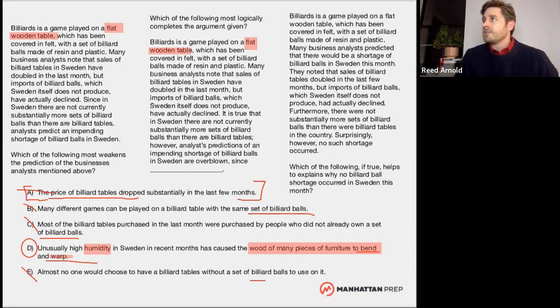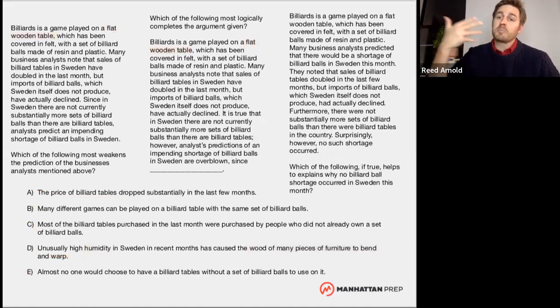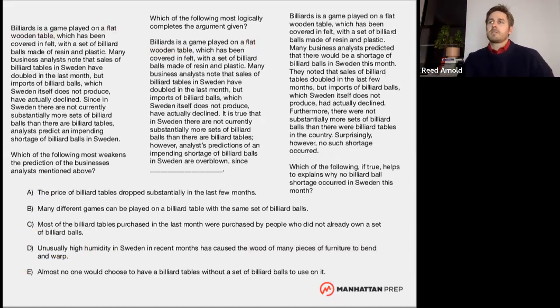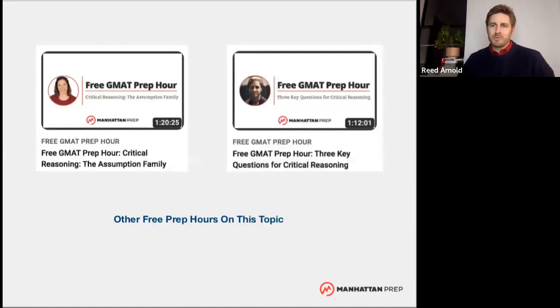So D gives us reason to think that maybe these tables are being replaced. So these tables are replacing old tables and the same balls can be used on them. This is all, by the way, again, this is weakening arguments one-on-one, right? We're in the world of weakeners.